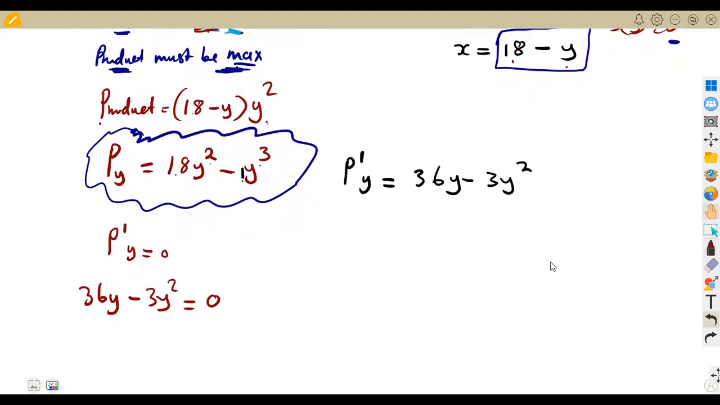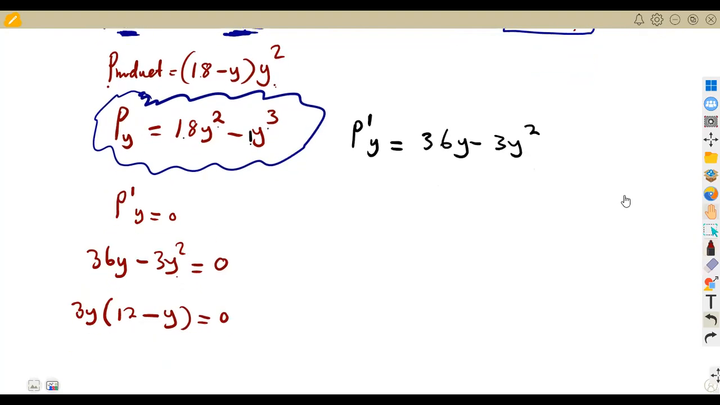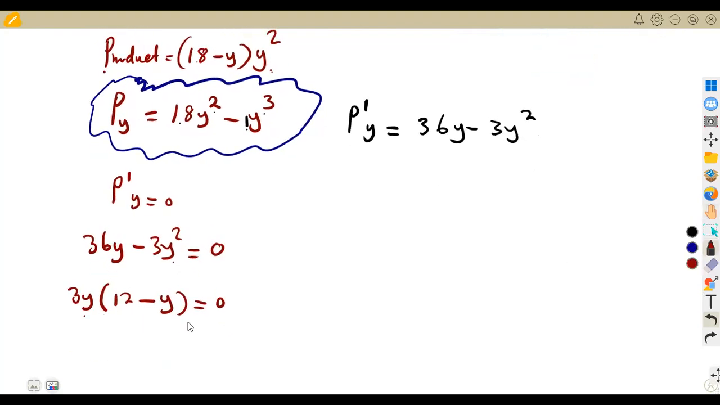Never be tempted to divide by 3y. If it is an equation, you factor out the 3y, which is common. So 36 divided by 3 is going to be 12y, and the y cancels. 3 and 3 cancel here. Y squared divided by y is going to be y, which is equal to 0. So from the zero-product concept, if the product is giving us 0, it means 3y must be equal to 0, or 12 minus y must be equal to 0. So from this one, y gives us 0, or from this one, y is equal to 12. If you take y to this side, y will be equal to 12.